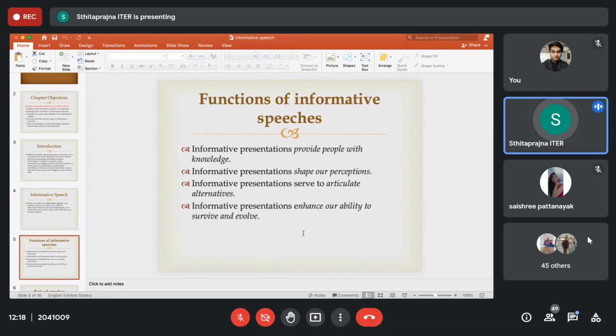Or it could also enhance our ability to survive and evolve. And all the more in times of pandemic. So these are some of the functions of informative speech. And your speech must at least cater to one of these functions, right?